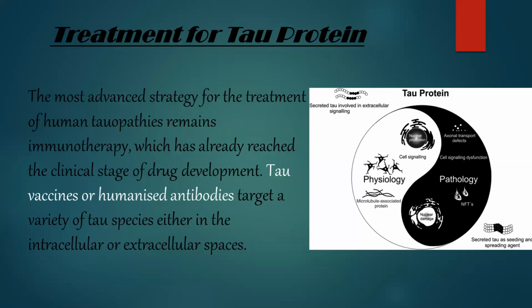Treatment for tau protein. The most advanced strategy for the treatment of human tauopathies remains immunotherapy, which has already reached the clinical stage of drug development. The tau vaccines or humanized antibodies target a variety of tau species, either intracellular or extracellular.